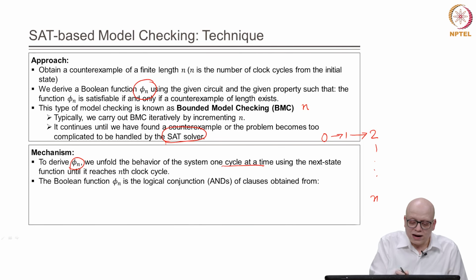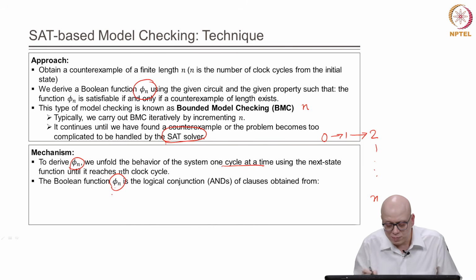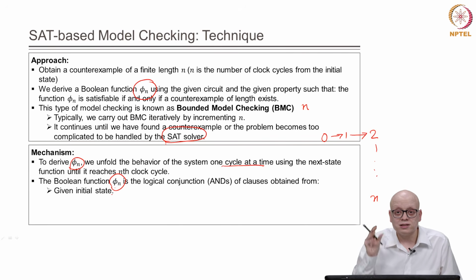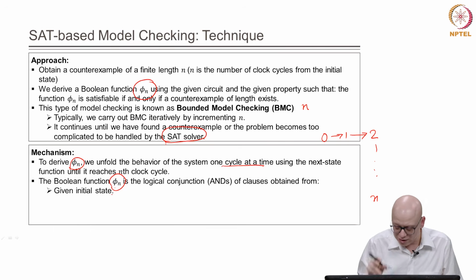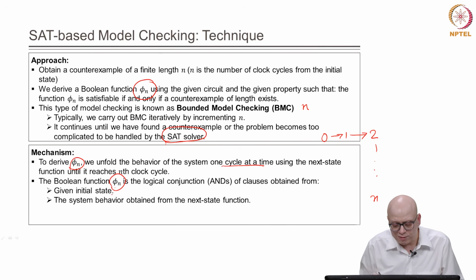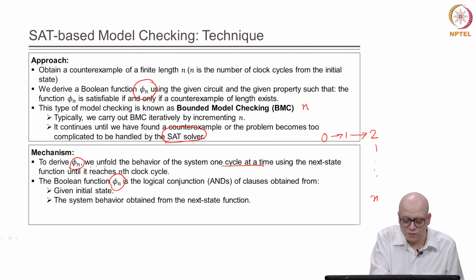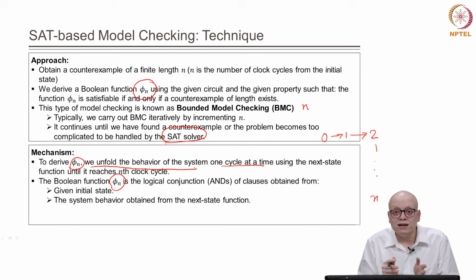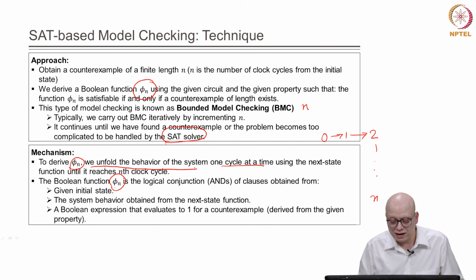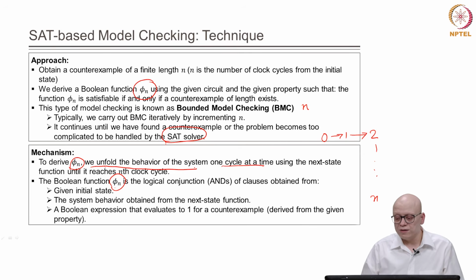And then it will find phi n, which is nothing but a logical conjunction of clauses obtained from 3 different entities. First is the initial state from where we are starting. The second is the system behavior obtained from the next state function, which is what we unfolded. And third, the Boolean expression that evaluates to 1 for a counter example. It will be derived from the given property.